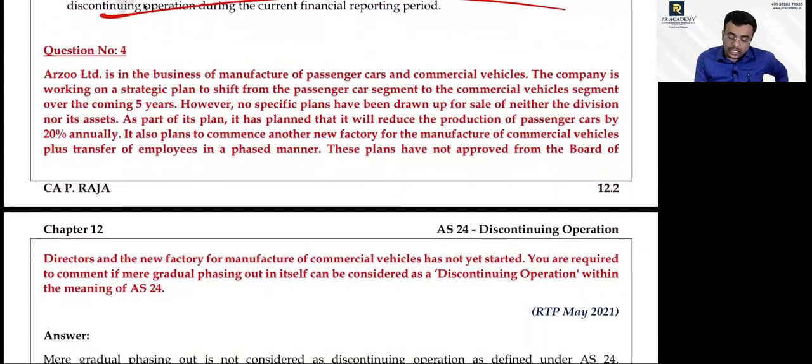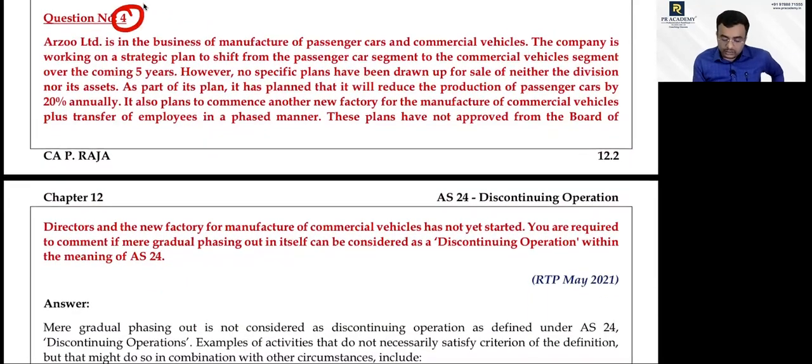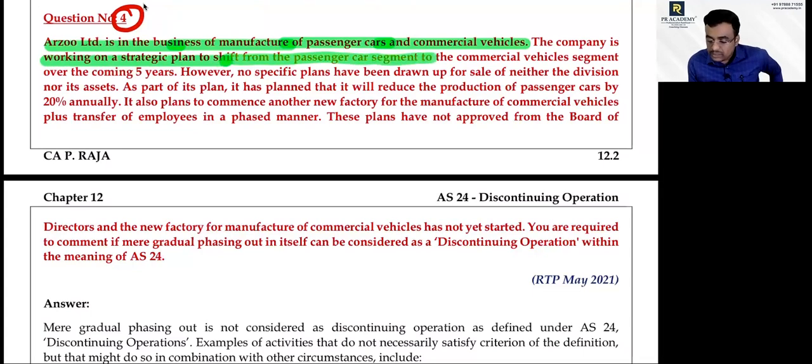This question is again an important question, but we have already covered it. Some company is in the business of manufacturing passenger cars and commercial vehicles. The company is working on a strategic plan to shift from the passenger car segment to the commercial vehicle segment over the coming five years. However, no specific plan has been drawn up for sale of either the division or the assets.